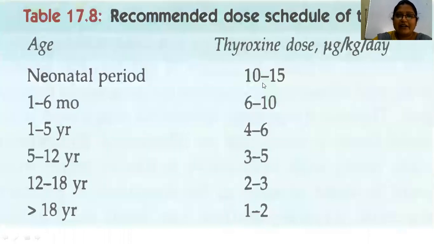During the neonatal period, 10 to 15 microgram per kg per day. Then first 6 months, 6 to 10 microgram per kg per day. 1 to 5 years, 4 to 6 microgram per kg per day. 5 to 12 years, 3 to 5 microgram per kg per day. Then 12 to 18 years, 2 to 3 microgram per kg per day. And then more than 18 years, 1 to 2 microgram per kg per day.